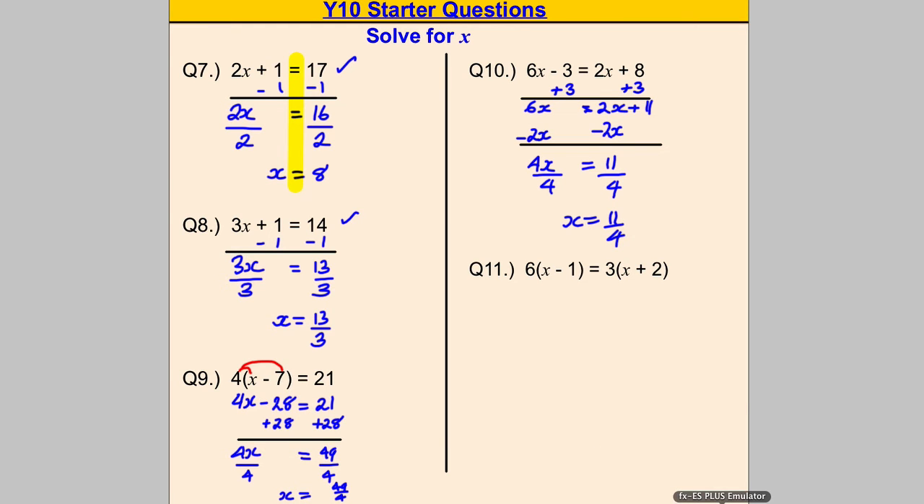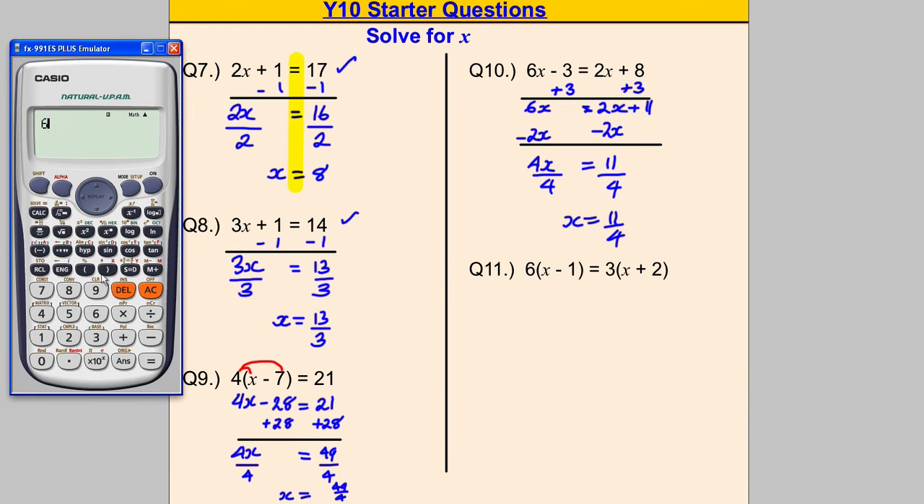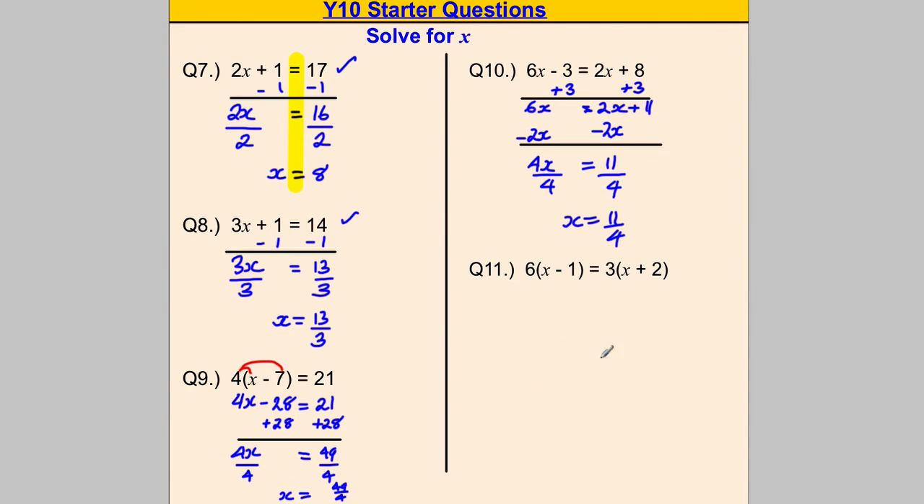Okay, and again we could get the calculator and check that. We could do 6 multiplied by 11 over 4, take away 3. You get 27 over 2 if you put it in this side, so 27 over 2, and 2 multiplied by your answer 11 over 4, add 8, you get 27 over 2, so it's definitely right.